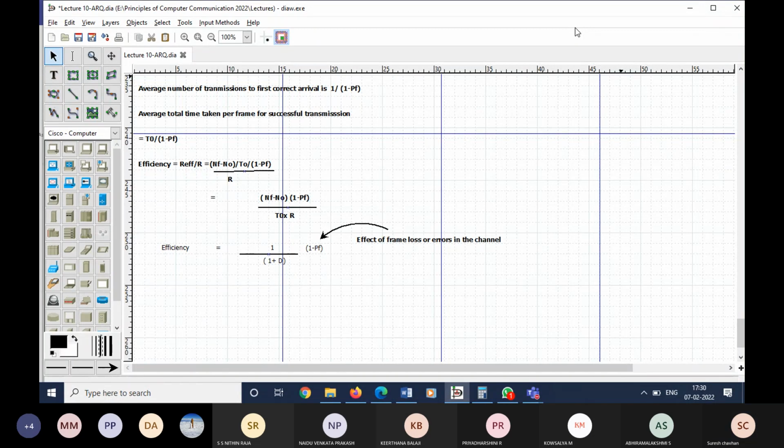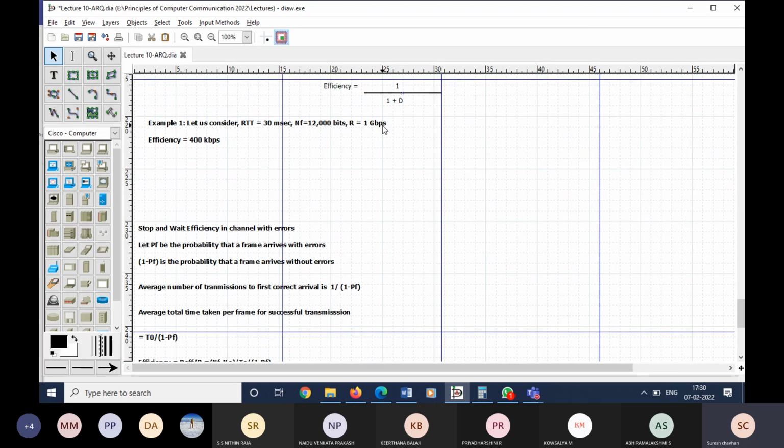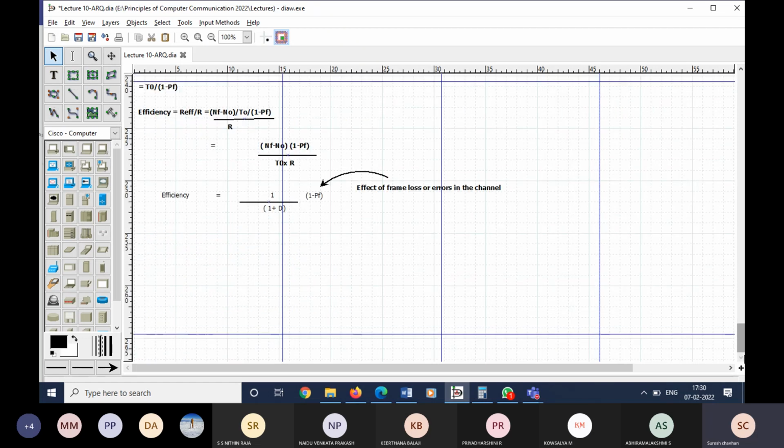protocol. But we are still not satisfied with the efficiency. As per the previous example, we have a 1 Gbps transmission rate on the channel, but we are able to use only 400 kbps, very little. So the stop and wait protocol is completely inefficient. So how do we improve the stop and wait protocol efficiency?